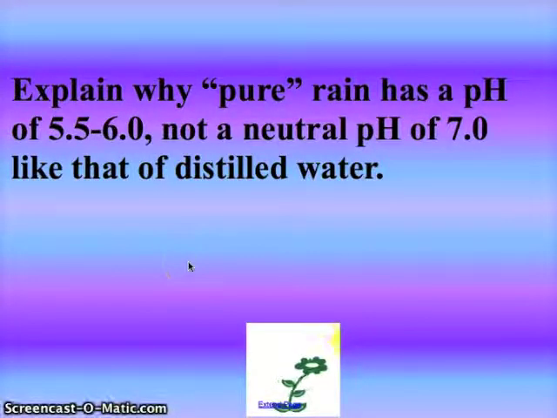Explain why pure rain has a pH of 5.5 to 6.0 and not a neutral pH of 7.0, like that of distilled water. Again, you could have found this answer in the Schoology questions, in the readings, or the notes. And the answer is what? If you said because pure rain moisture will mix with carbonic acid that's in the atmosphere, you're absolutely right. So pure rain is slightly acidic. It's never a pure 7.0. Excellent job.